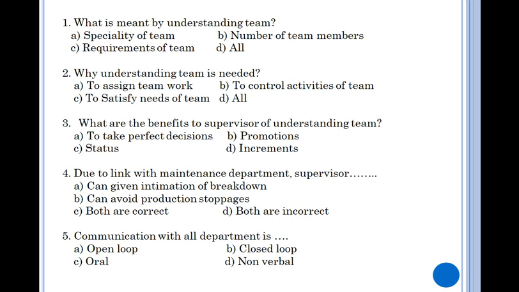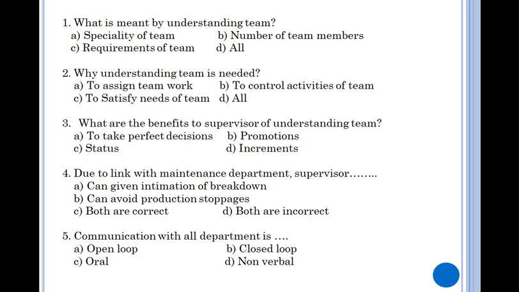Next, question 4. Due to link with the maintenance department, supervisor: first, can give intimation of breakdown. Second, can avoid production stoppages. C, both are correct. D, both are incorrect. You know, a supervisor is a dynamic person. He must link himself with the other departments.